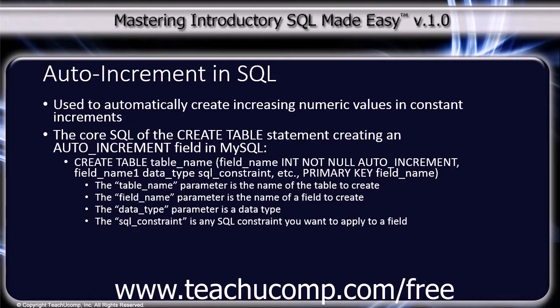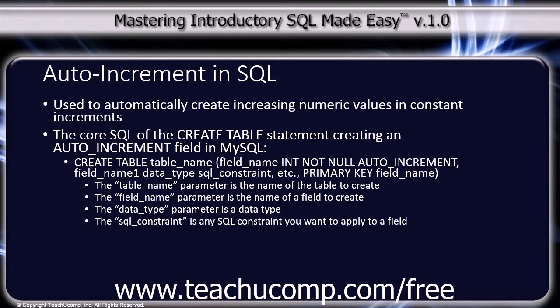Below is the general SQL syntax used to denote an auto-increment field when creating a table in MySQL. So you would have create table, then the table name parameter, then the field list within parentheses, starting with the first field, which is defined in the example as integer, and the not null SQL constraint, and also the new auto-increment constraint. Then the next field with its data type and SQL constraints, and so on until you've added all of the fields you need to the table.